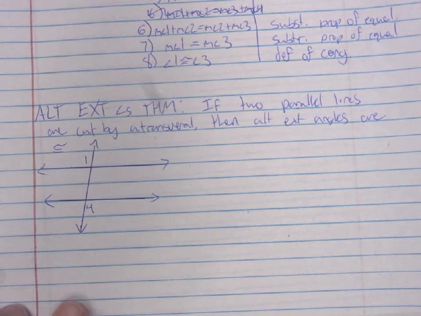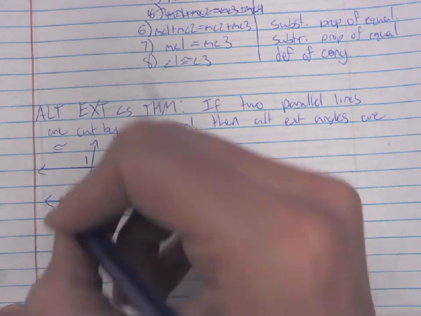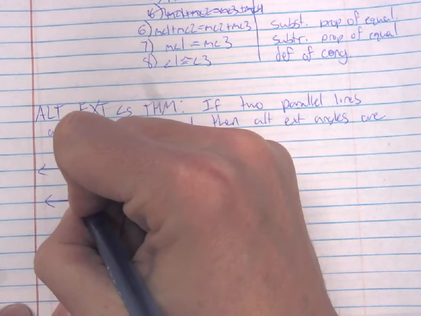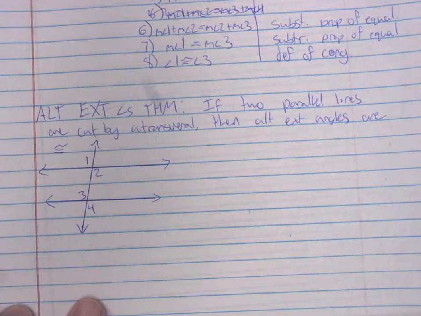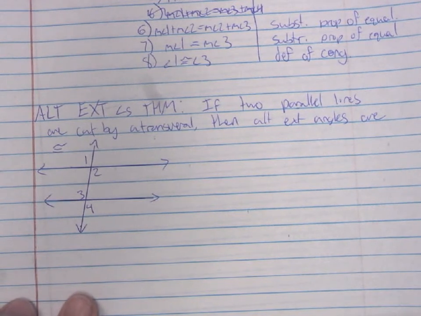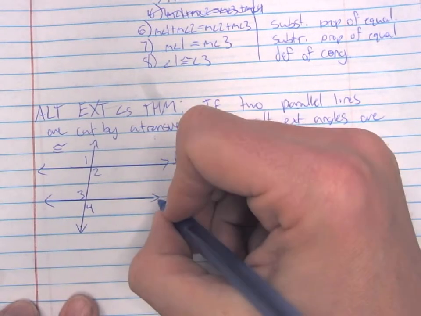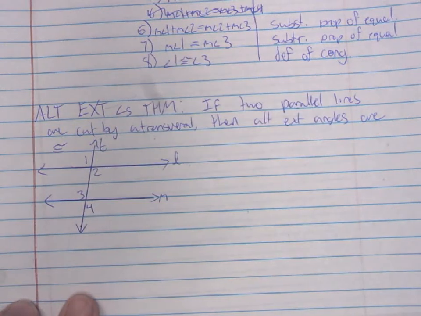Now we just proved something about alternate interior angles, so maybe let's put a pair of alternate interior angles in there to see if that helps. Okay, we'll call this line L, we'll call this line M, we'll call this line T. So we got some angles labeled, we got some lines labeled.